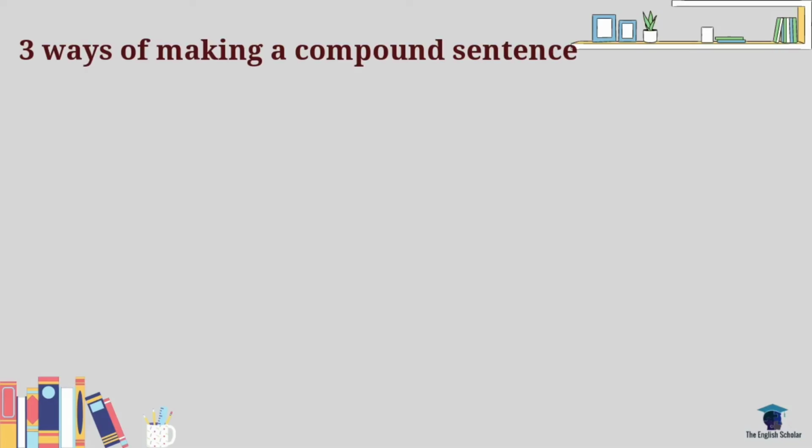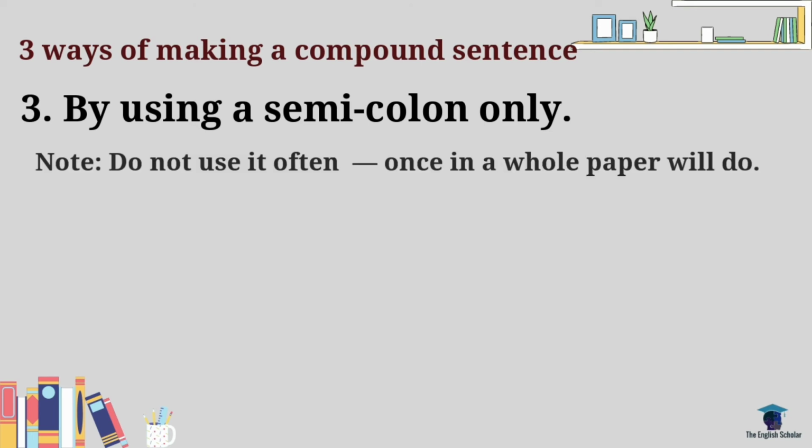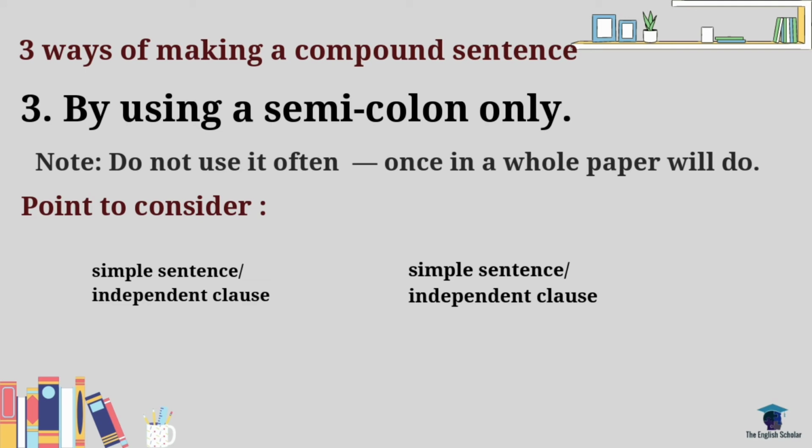Let's have the third way of making a compound sentence. The third way is by using just a semicolon. But you should not use it often, as in maybe just once in a whole paper. In using this third way, there is a point that we need to consider. Take note of this. When we have two simple sentences or dependent clauses that are closely related to each other and have the idea of and, we can use a semicolon by itself.